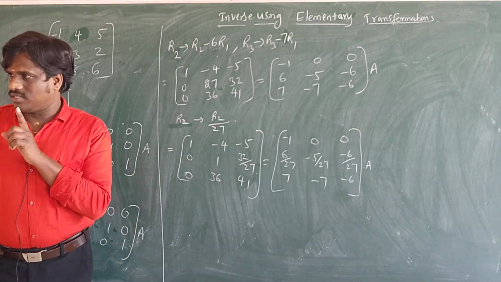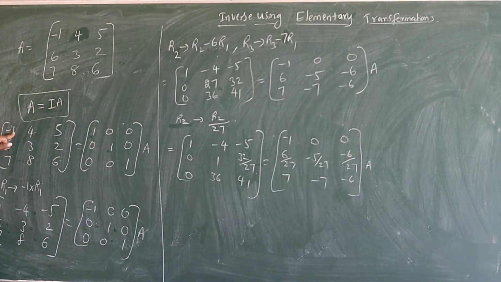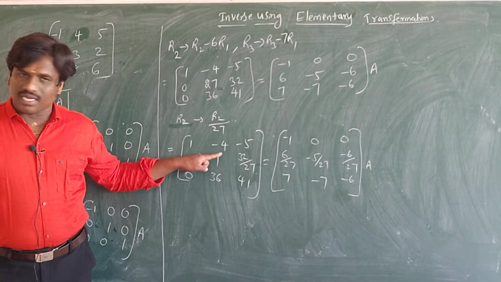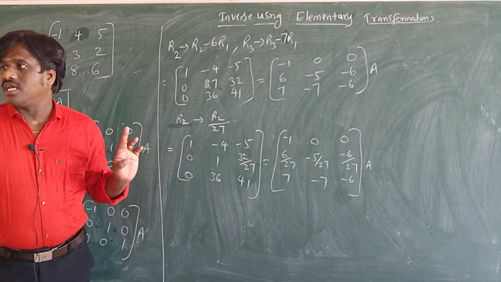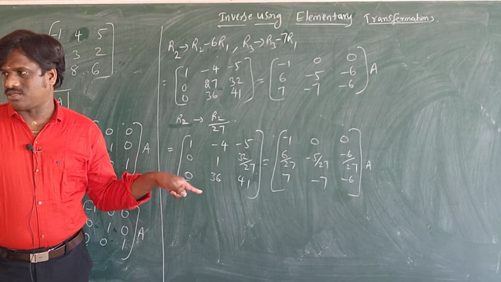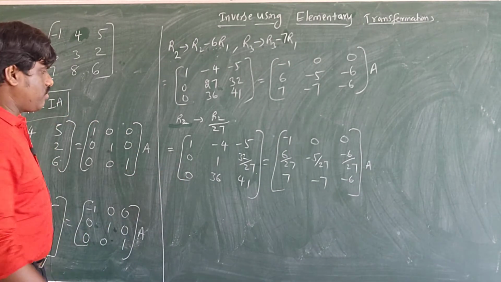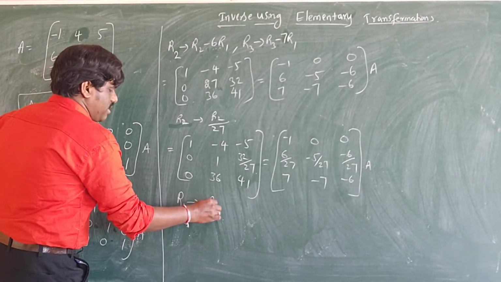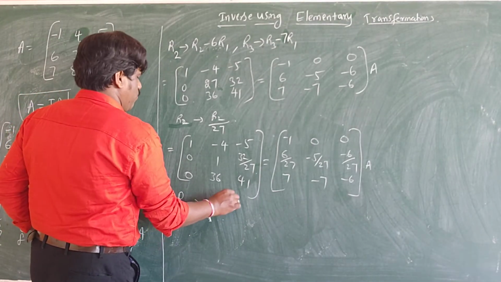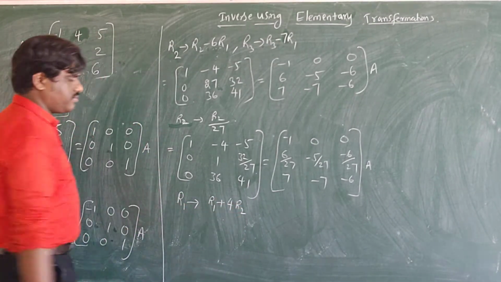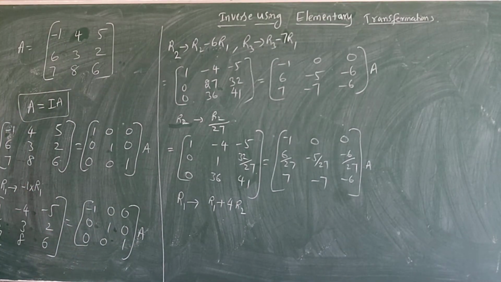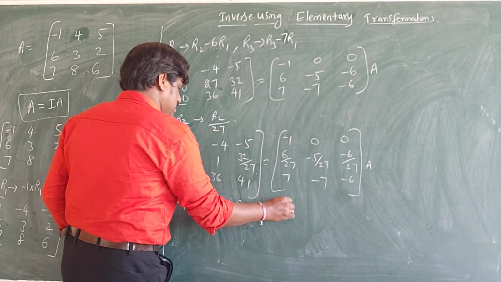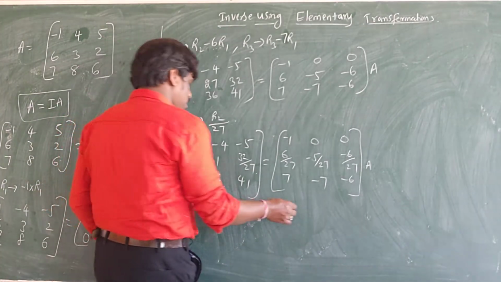Target like this only, you do it. Don't do any other things. Make it 1 here. Make 2 zeros. Make the first 1, the middle 1, the last 1. Then make the 2 zeros with the help of R2. So what do I do here? R1 implies R1 plus 4R2. Okay. See, next one, R3 implies, tell me.